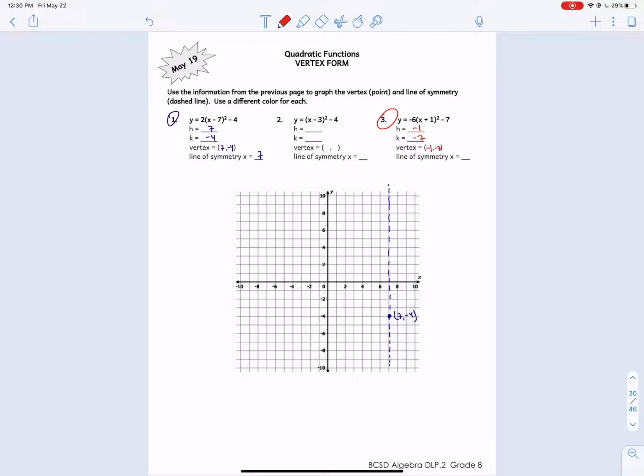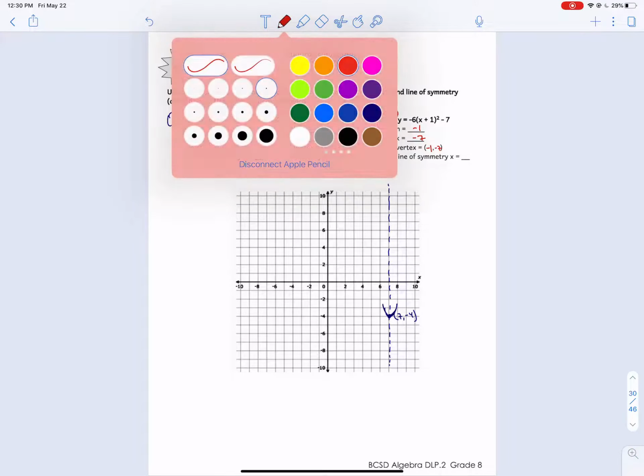Okay, and actually, just as a little extra, I'm going to show that this is opening up. I'm not going to connect it to any more points because I don't know where those points are, but I'm just going to show that it is opening up.